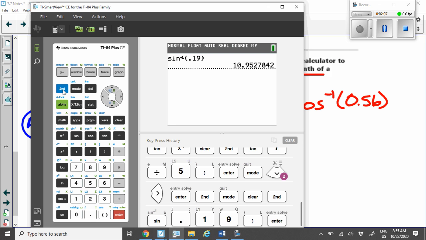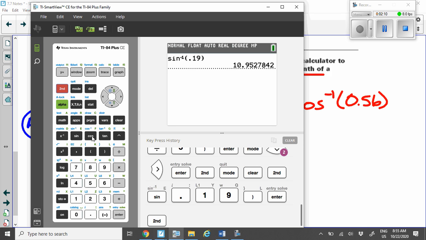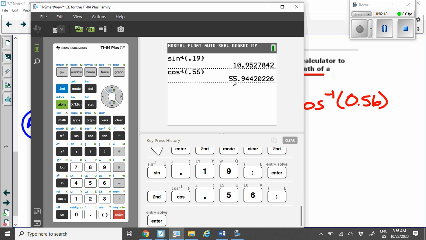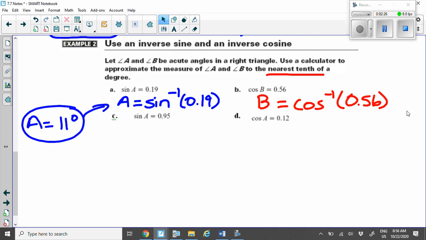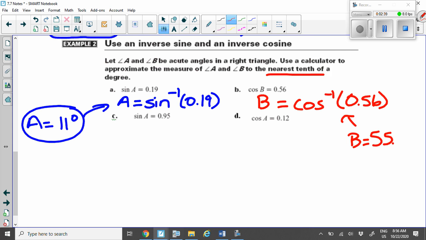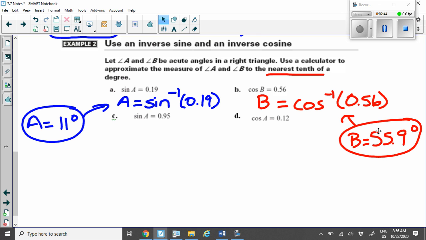So don't forget, make sure you press the second button, and in this case, the cosine to get the inverse. Then I put 0.56. Be careful what you put in there. I'm going to do the same thing, so 55.9. Now notice the number after the 9 is a 4, so we just keep it as 55.9. And please don't forget your units, which is actually going to be degrees, because we are finding missing angles.